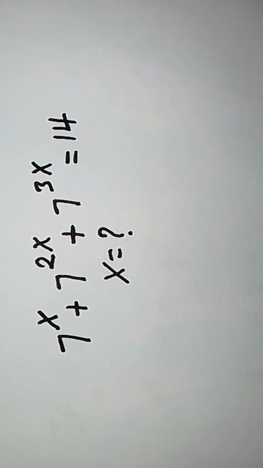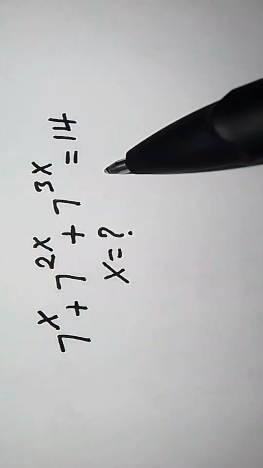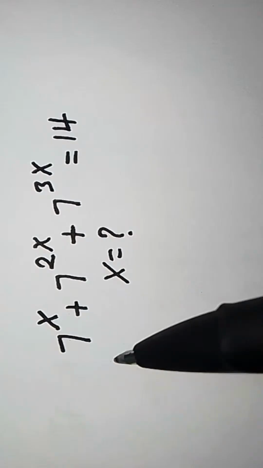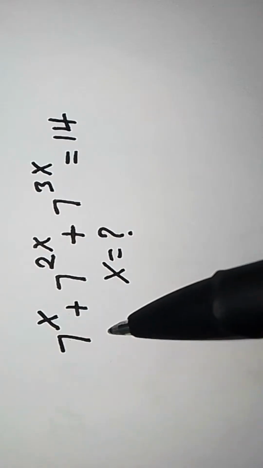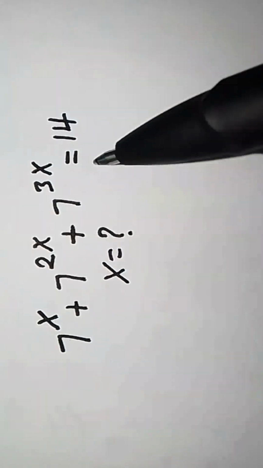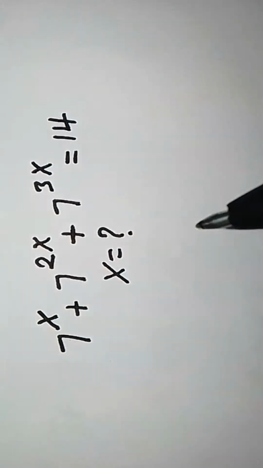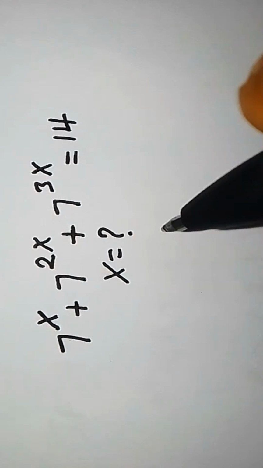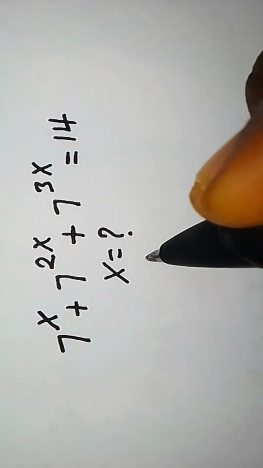How do we solve this math Olympiad question? We have 7 raised to x plus 7 raised to 2x plus 7 raised to 3x equals 14. Without further delay, let us begin. Solution.